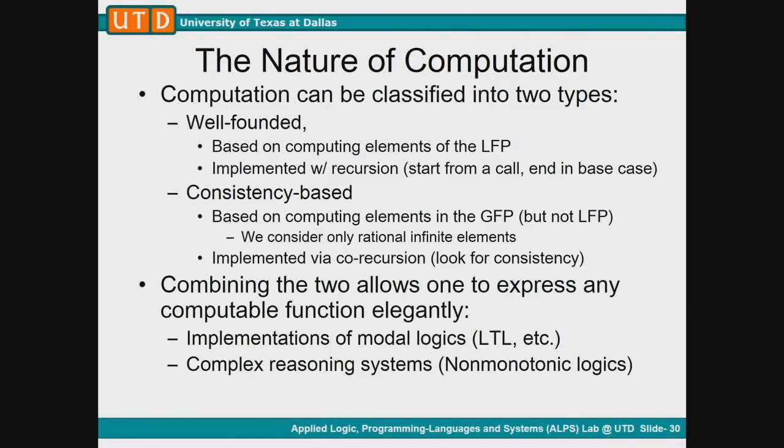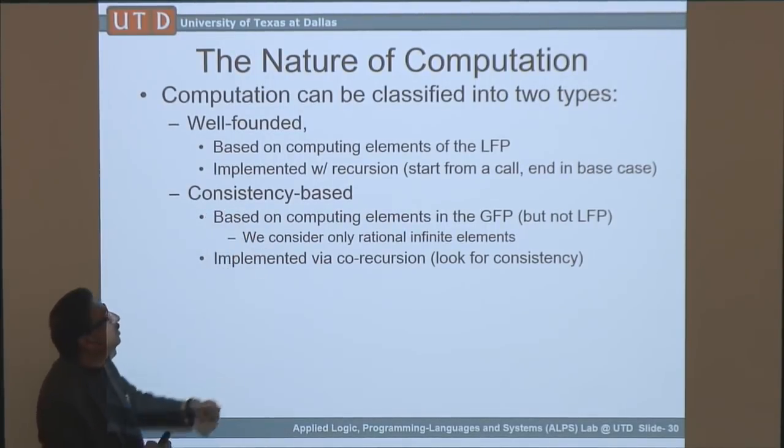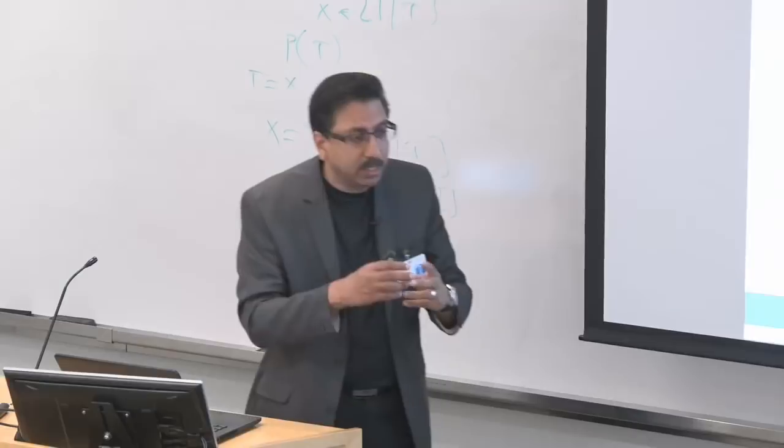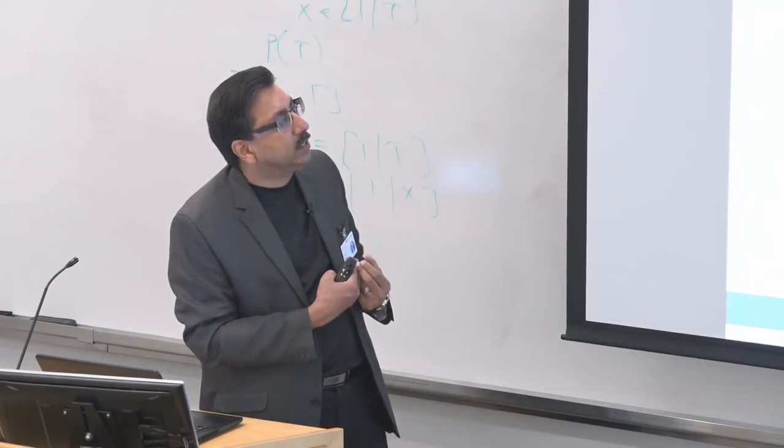So now if we look at the nature of computation, there are 2 types of computations you could argue. Those that are well-founded, and these are really inductive computation. You start from a call, computing the elements of the least fixed point, implementing them with recursion. You start from a call and you terminate when you reach the base case. That's well-founded computation. And then you have co-inductive computations, which are really consistency-based. All you're trying to do is to determine that your logic or your elements are mutually consistent.